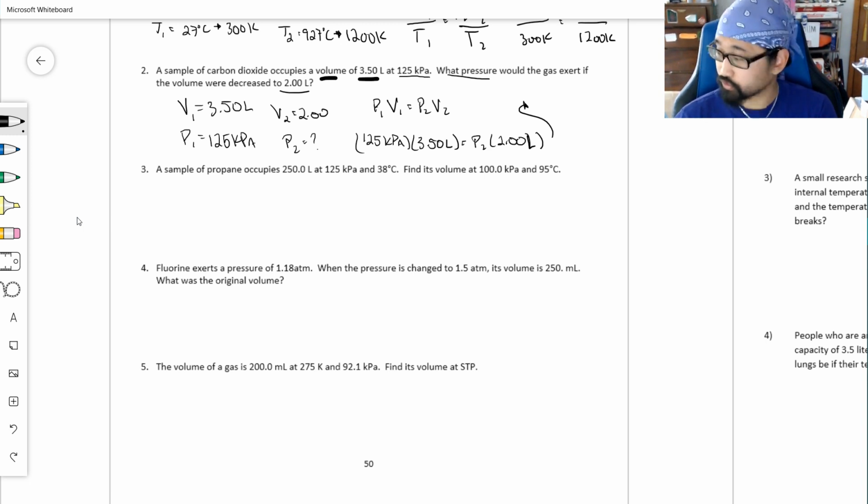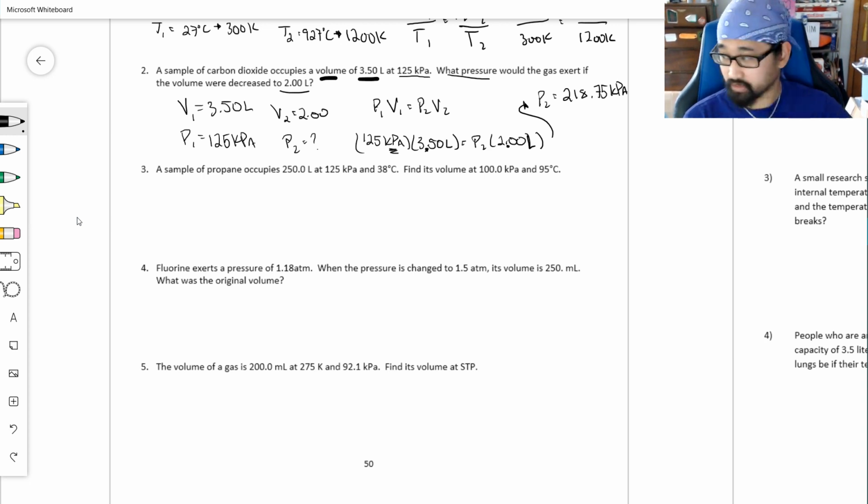Divided by 2. One thing that I will note, that happened a few times during class, be careful when you're actually writing down numbers that you know that this is like 3.5 and this is 2.00. Because it can be easy to try to do this math and then do 125 times 350 divided by 2. It's like 350. That's a very different number. So if you do this, P2 should equal 218.75 kPa. That's our pressure.